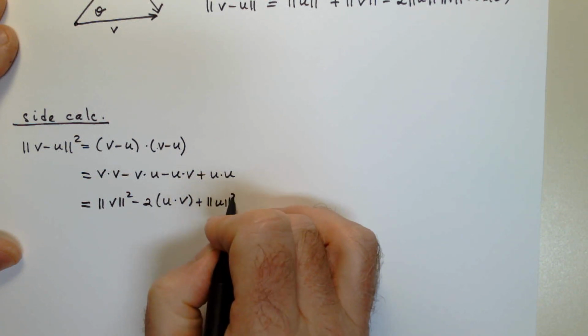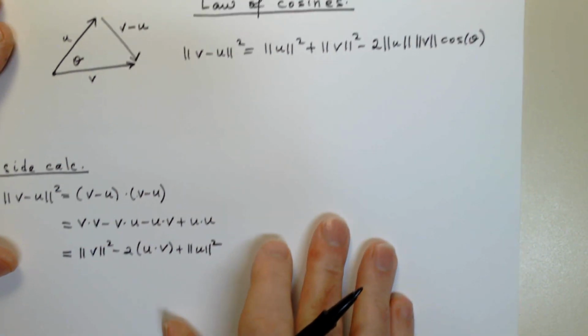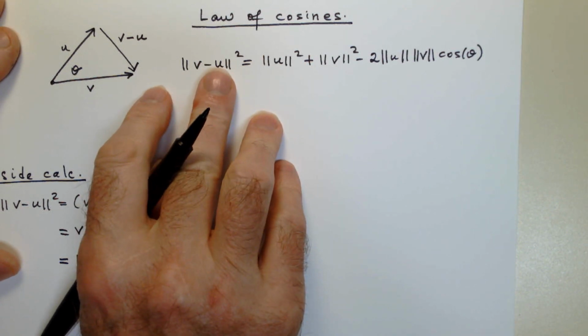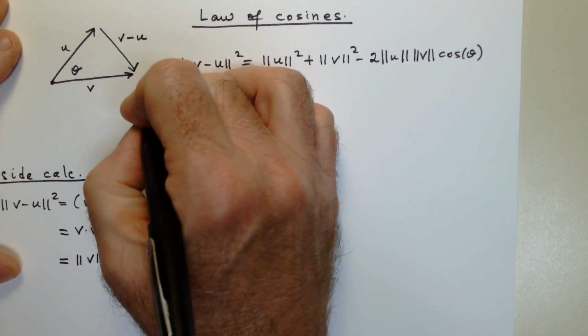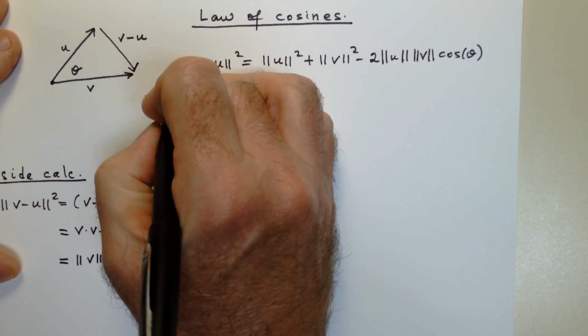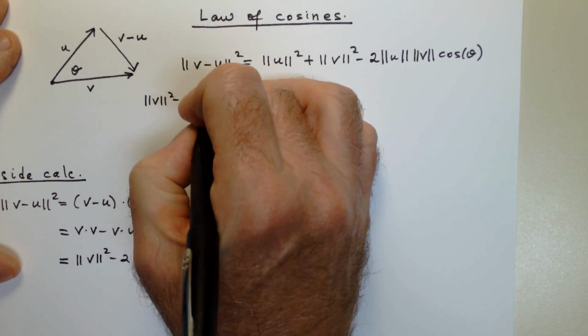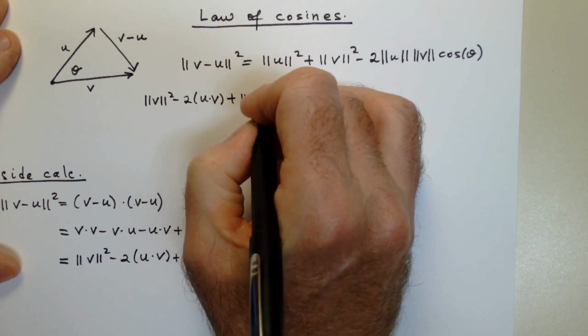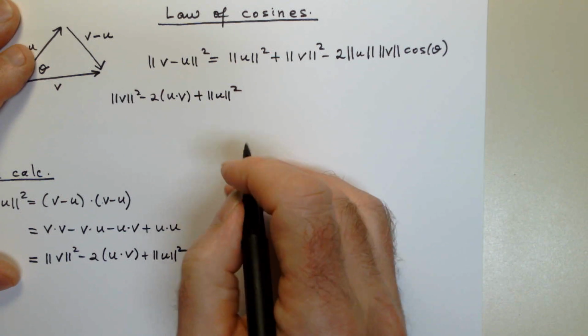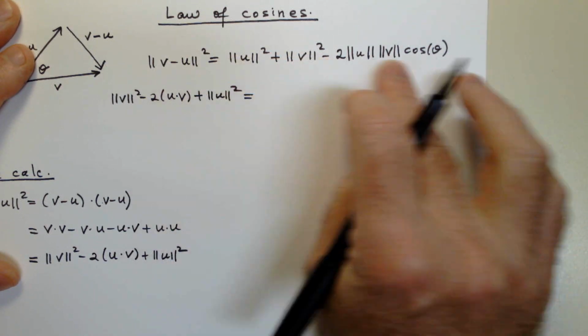Now let's bring that back into our main calculation and replace that on this left-hand side. On this left-hand side, we now have length of v squared minus 2 u dot v plus length of u squared. All right, that's on the left-hand side. On the right-hand side, we still have this.